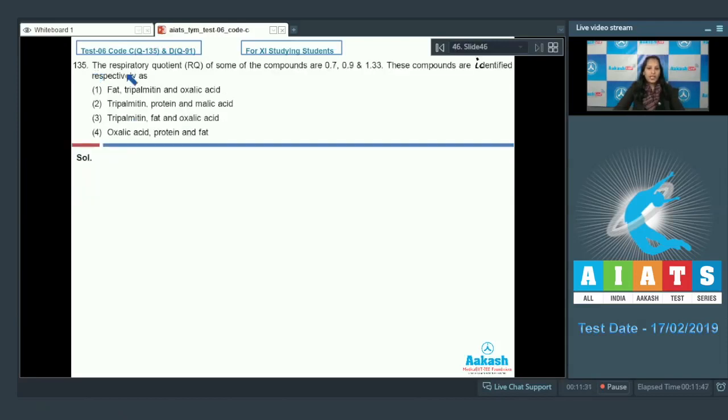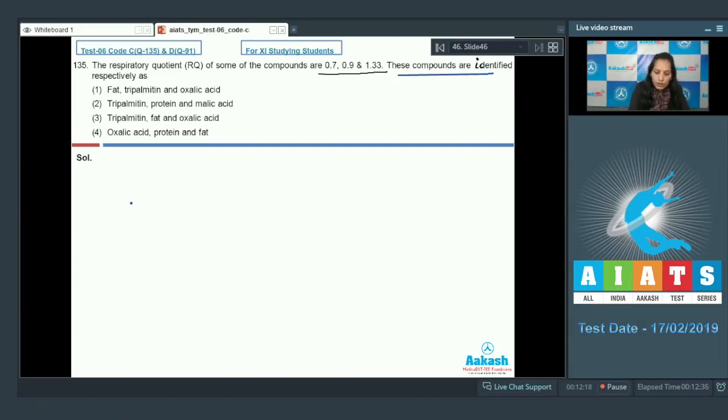Question number 135. The respiratory quotient, RQ, of some of the compounds are 0.7, 0.9 and 1.33. These compounds are identified respectively as: first option, fat, tripalmitin and oxalic acid; second, tripalmitin, protein and malic acid; third, tripalmitin, fat and oxalic acid; fourth, oxalic acid, protein and fat. The RQ is the volume of CO2 evolved upon volume of O2 consumed, and here the respiratory quotients of some of the compounds are given: 0.7, 0.9 and 1.33. So these compounds are to be identified.